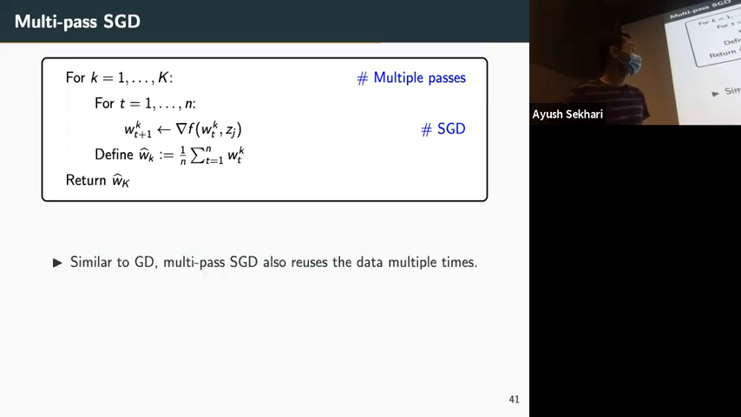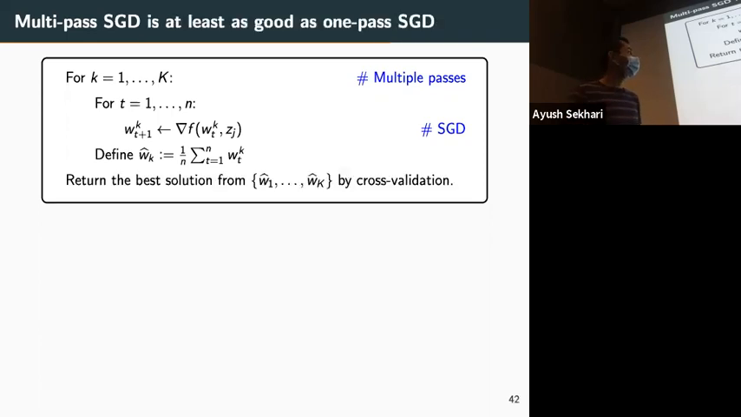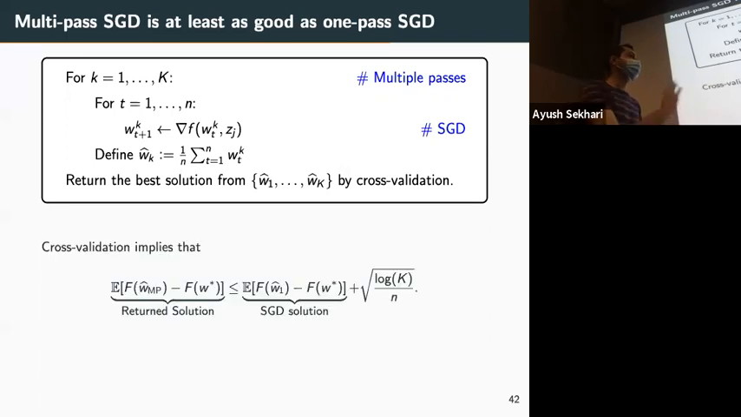And in terms of data usage, it does reuse the data multiple times, right? Like it does k passes over the data set. But it's not the similar reuse of data as is done by the GD algorithm. And this also works very well in practice. So the first thing to observe is this multi-pass algorithm can be made to compete with a single-pass SGD algorithm. In particular, a standard trick of cross-validation implies that you can guarantee that whatever solution the multi-pass algorithm returns is at least as good as an SGD solution.